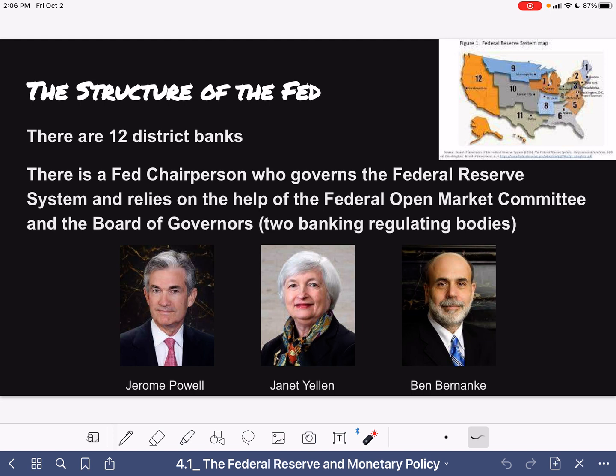So at the top of the Federal Reserve System is a Fed chairperson, and then they rely on the help of the Federal Open Market Committee and the Board of Governors to make monetary policy decisions. And the FOMC and Board of Governors are just banking regulating bodies. They're just two different groups that help regulate our banking industry.